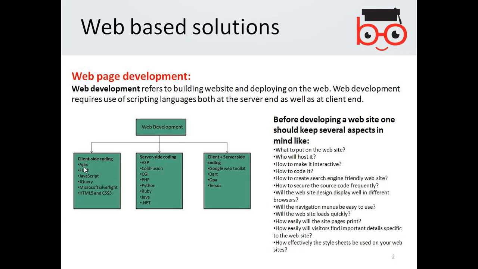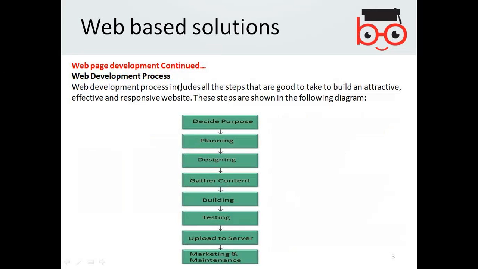So before you develop any web page, you should be able to answer these questions. We move further. The web development process starts with deciding the purpose. You need to plan, then design the layout of the website, then gather content, what contents you need to put into it, then build the website, then test whether the links are working fine or not, then upload to the server. Once uploaded, you need to market it and carry out maintenance if required. Is it clear? Yeah, it's clear.